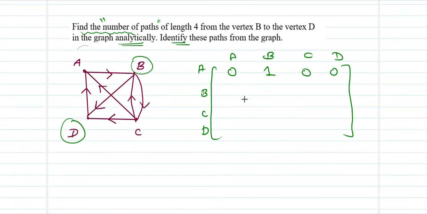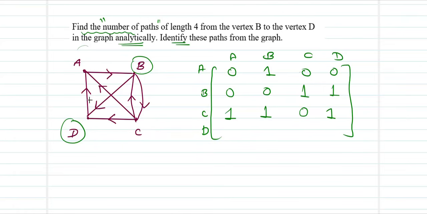B to A, no, you don't have 1. B to B, no, you don't have 1. B to C, yes, we do have 1. B to D, yes, we have it from over here. Next C. C to A, yes, we do have 1. C to B, yes, we do have 1. C to C, no, we don't have 1. And C to D, is there an edge? Yes, we do have. So this will become 1.